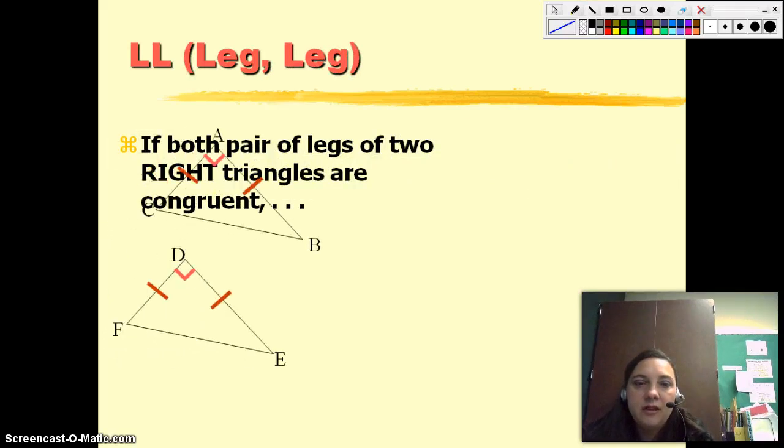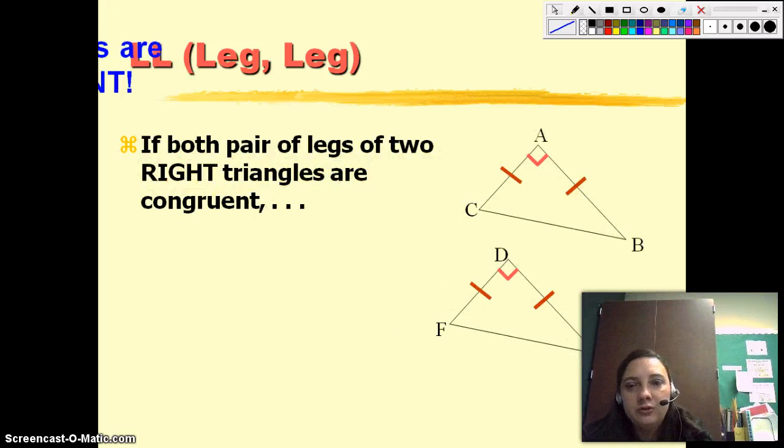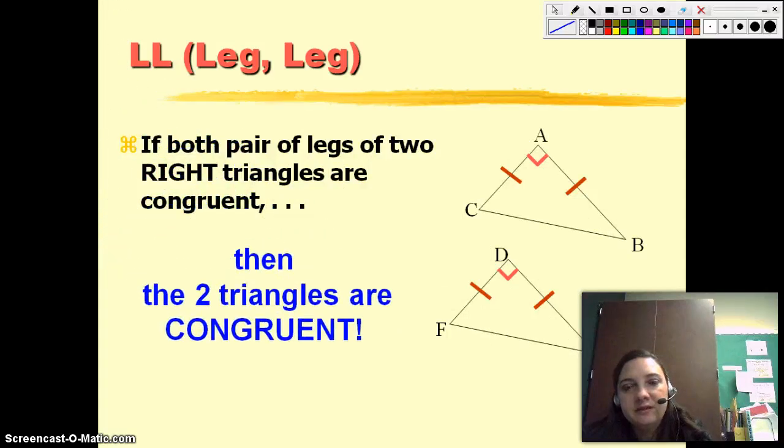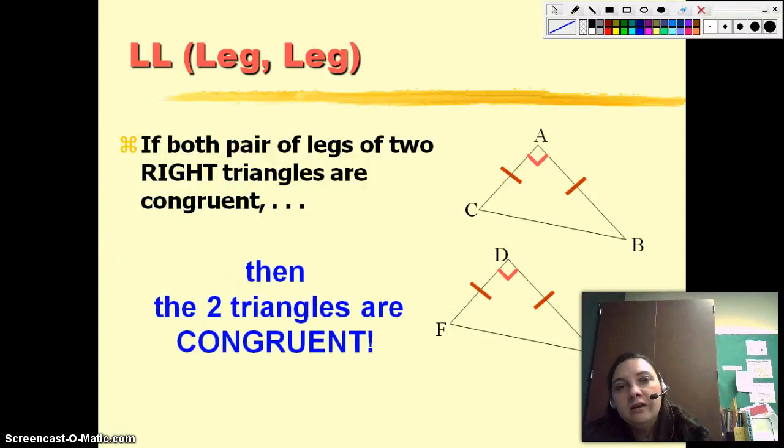If both pair of legs of two right triangles are congruent, then the two triangles are congruent. So this is based off of our side, angle, side. So if we have the two legs that are congruent, and then we have our right angle here, that gives us a side angle side. So leg is similar to our side angle side. So if two legs are congruent in the right triangles, then they're congruent by leg.